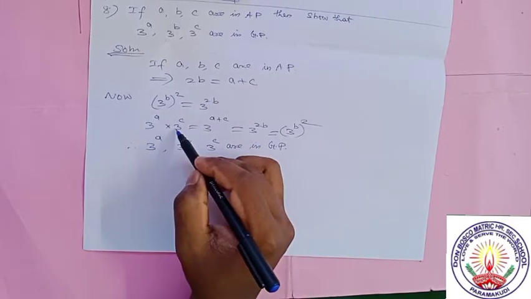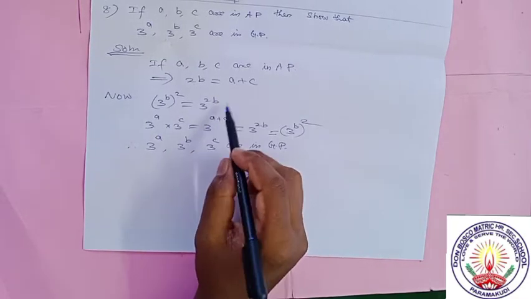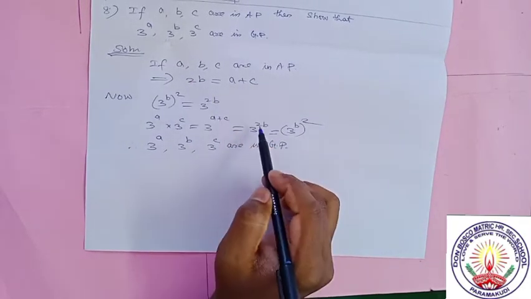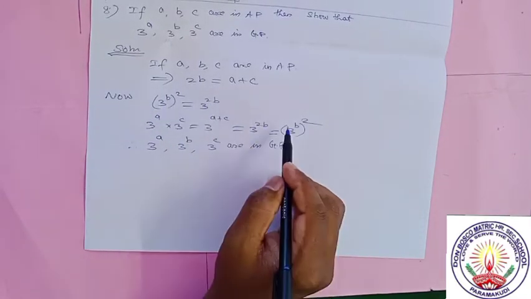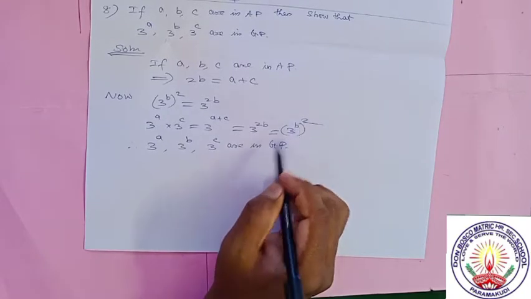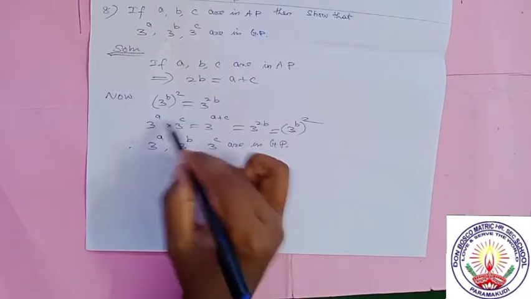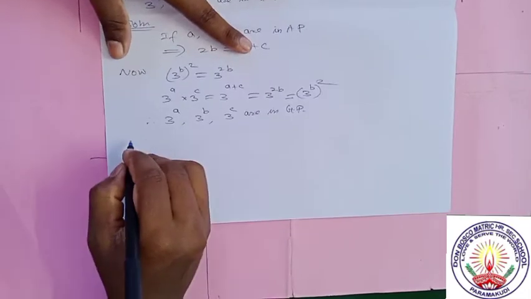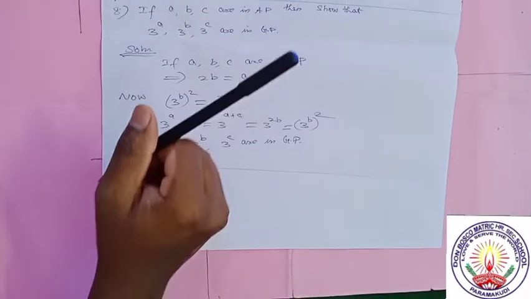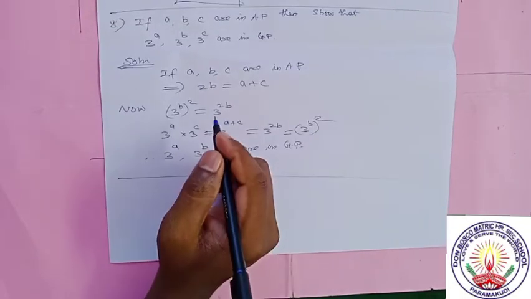Find the product of the first term and third term. 3 power A into 3 power C is equal to 3 power A plus C, but A plus C is already given as 2B, so 3 power 2B. Now 3 power 2B can be written as 3 power B the whole square. So first term into third term is equal to second term the whole square, which means first term, second term, third term are in geometric progression. The problem is over. It is also a nice 2-mark question. Very nice question. The next, question number 12.